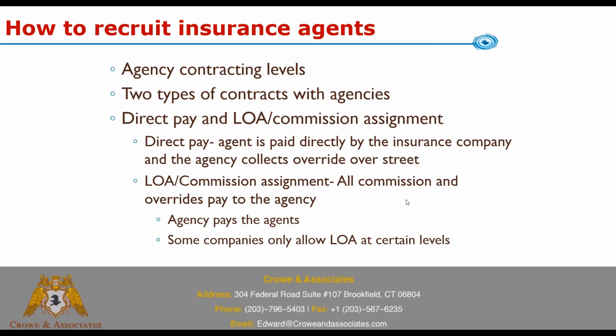As I mentioned, some companies only allow LOA once you get to a certain level. So, for example, United won't do LOA with GA and MGA levels. You'd have to do a commission assignment, and it's just an additional form you do. But regardless, it has the agent's commission paid to you if you want. Or, like I said, you can do them direct pay, have them get paid. You don't have to worry about it then, and just the override pays to you.